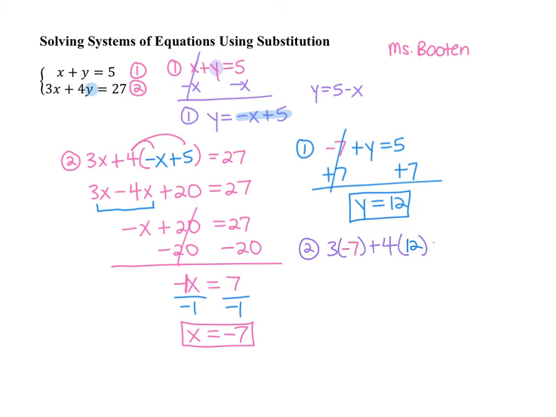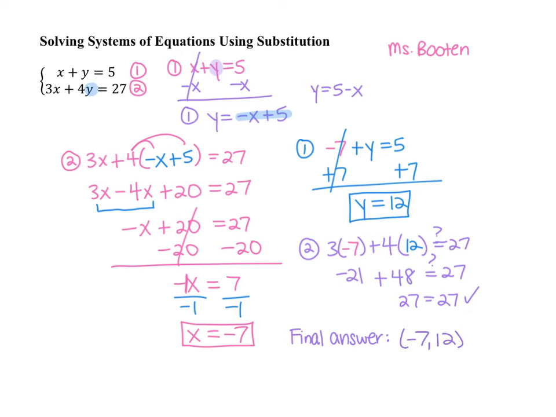And is that really equal to 27? So 3 times -7 is -21. 4 times 12 is 48. And then if you do that math or you use a calculator, -21 plus 48 is the same as 48 minus 21, and that is 27. So we proved that it works in the other equation too. So our final answer, written as a coordinate point, is -7, 12. And then again, we can add curly braces, which is called a solution set, just to be a little more formal.